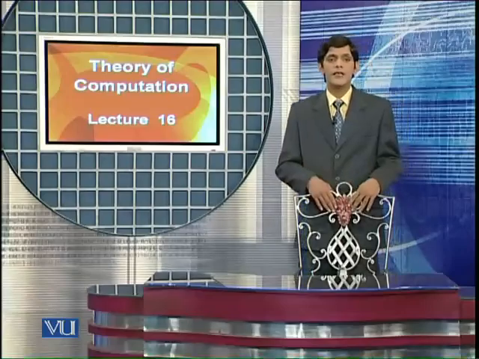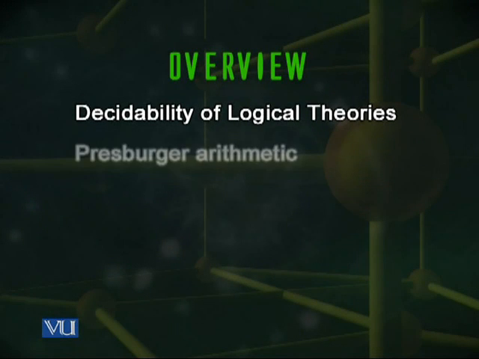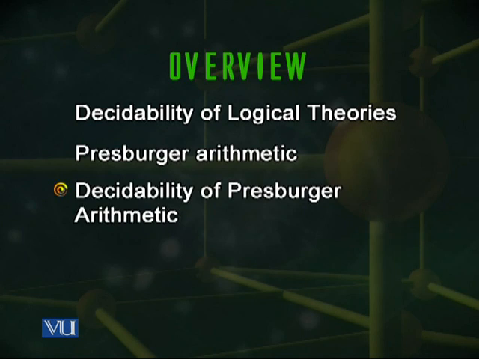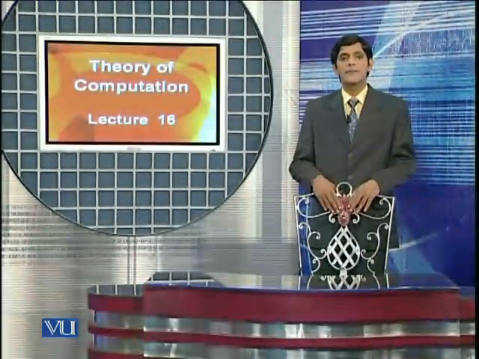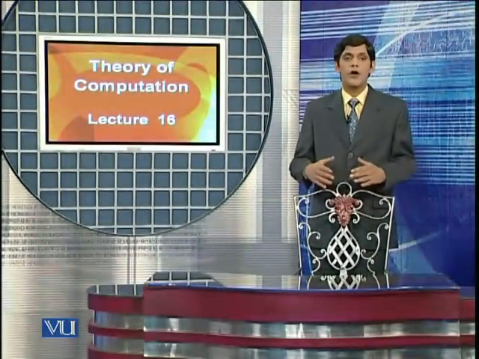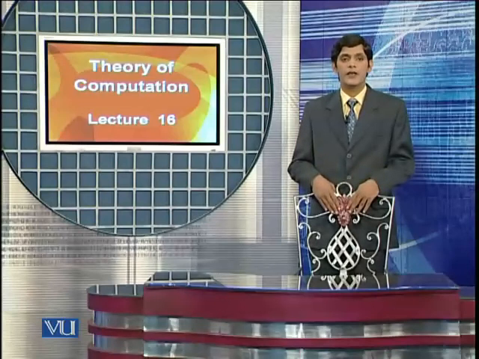The overview of today's lecture is as follows. Today we will start with decidability in logic. We will review the definitions, and then we will look at something called Presburger's arithmetic. After doing that, we will prove that statements in Presburger's arithmetic are decidable, which means that we can find an algorithm which can take any sentence in this arithmetic and tell us whether it is true or not. So we will see an example of a decidable theory of logic.